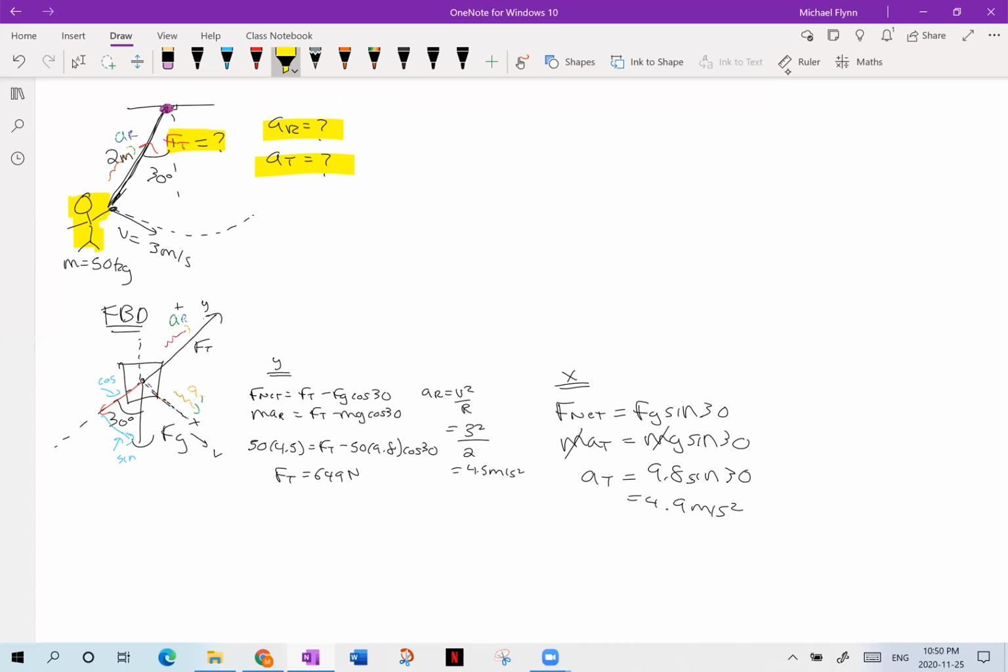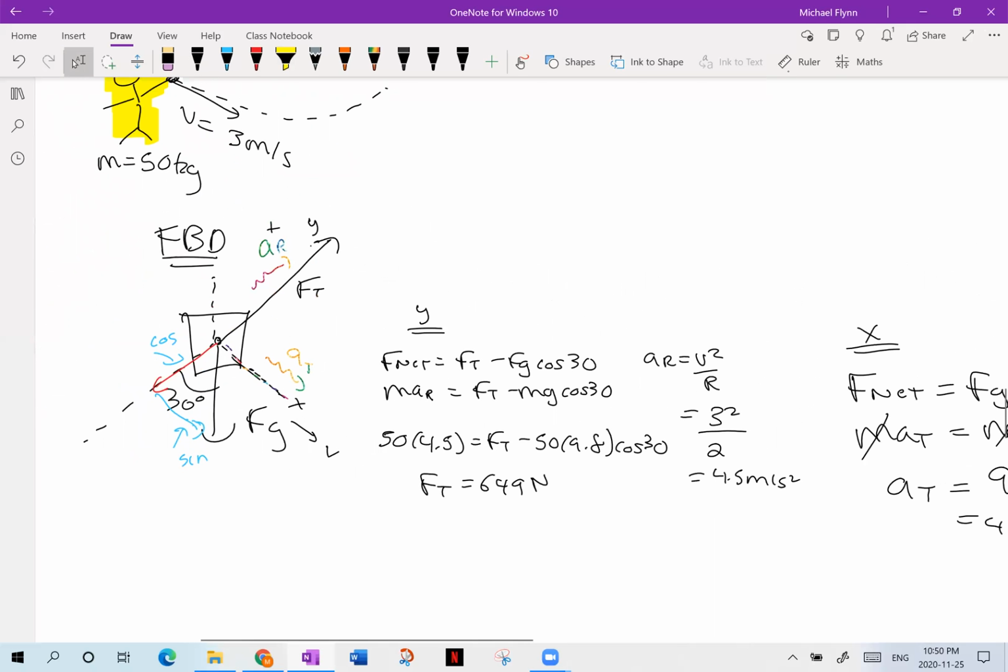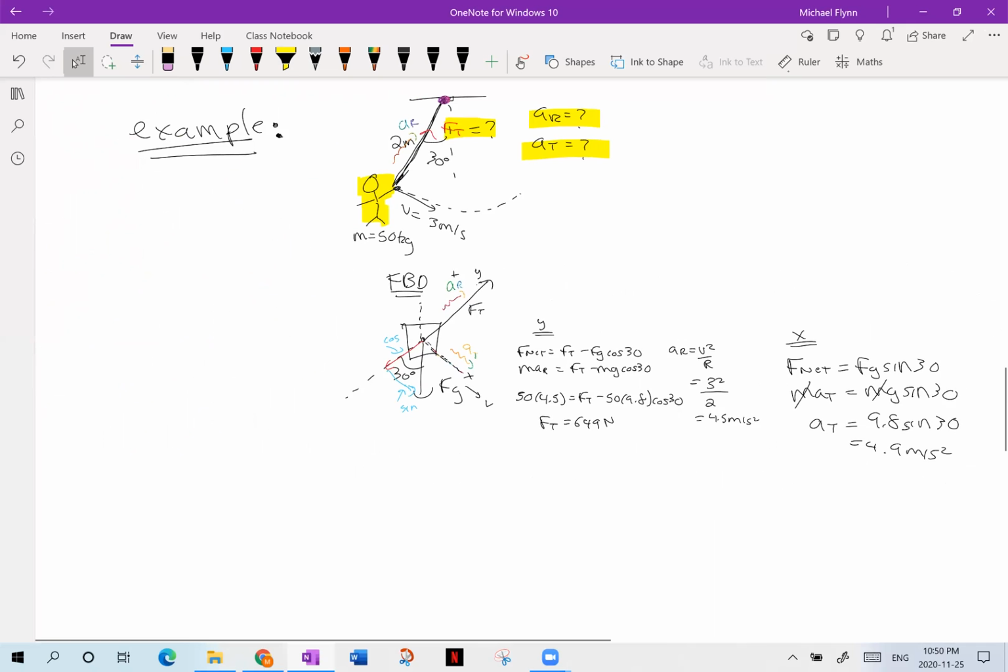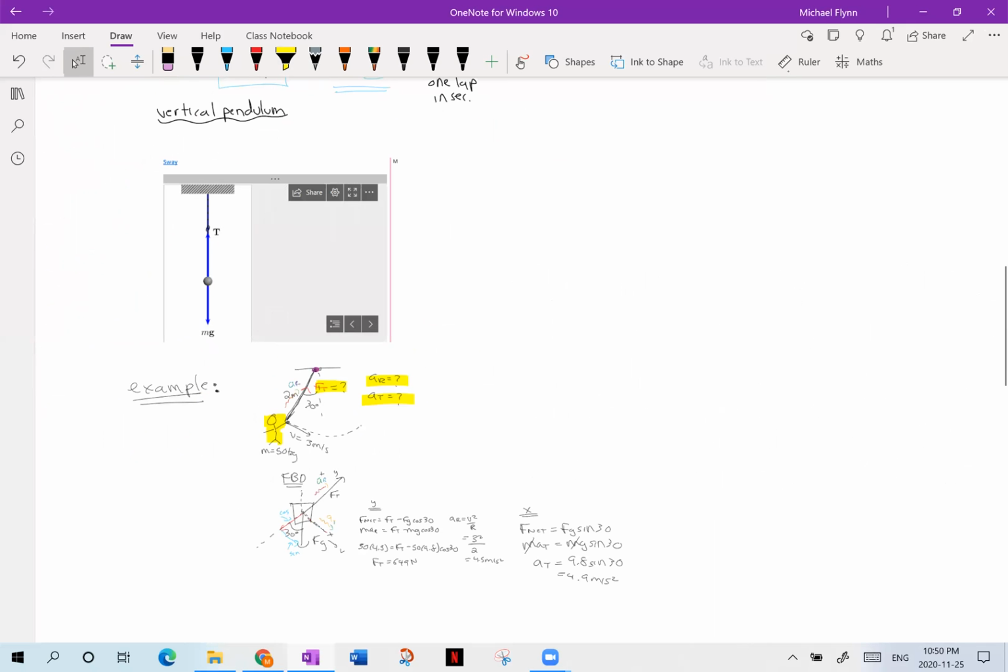I hope, I mean, this is a video, you can rewind it and look at it again, but that is how you do a vertical pendulum. So there you go, vertical pendulum. Now let's do one more example.